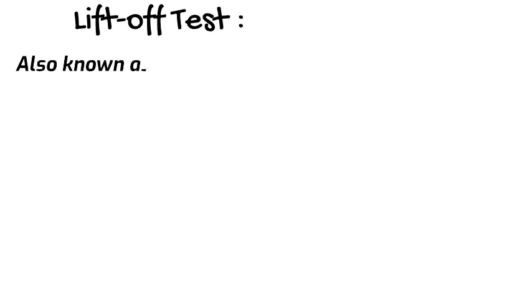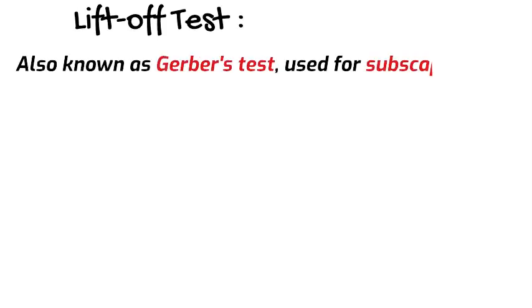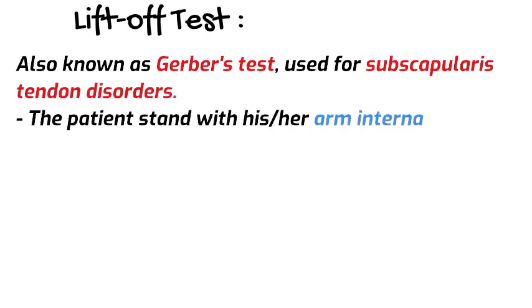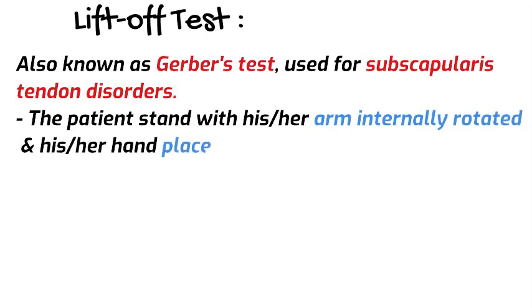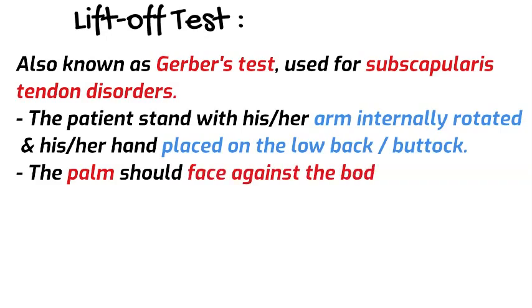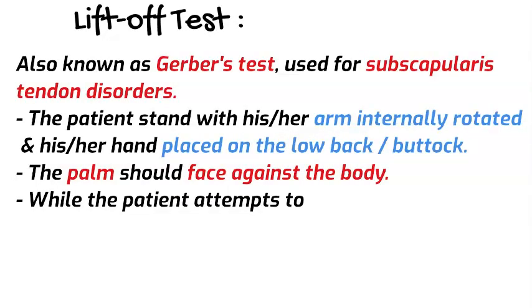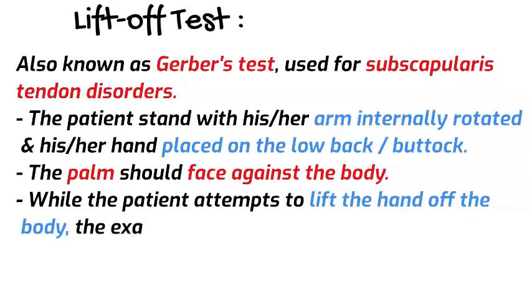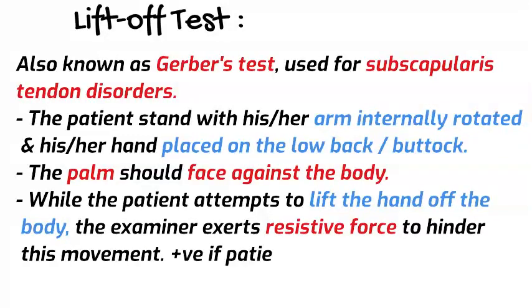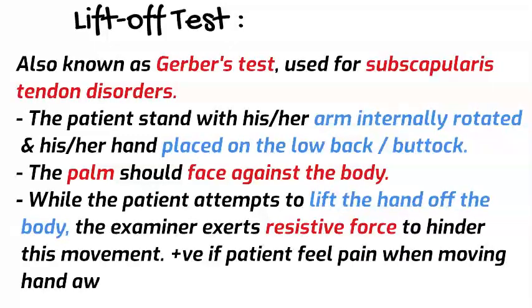For the lift-off test, also known as the Gerber test, used for subscapularis tendon disorder, the patient stands with his or her arm internally rotated and his or her hand placed on the low back or buttock. The palm should face away from the body. While the patient attempts to lift the hand off the body, the examiner exerts a resistive force to hinder this movement. It is positive if the patient feels pain when moving the hand away from the trunk.